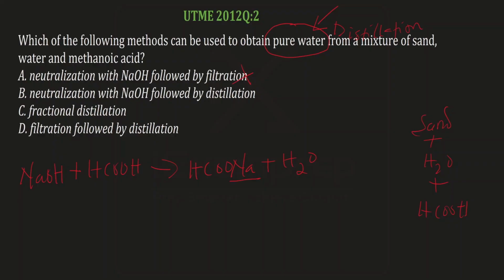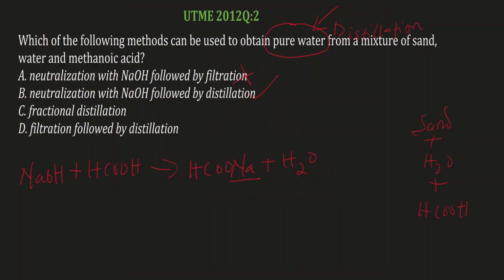Option B says neutralization with NaOH followed by distillation. I'm going to go with this option because we are going to have sodium methanoate and water and sand, and water can be distilled off. So this option will be the most correct option, or is more correct than option A.